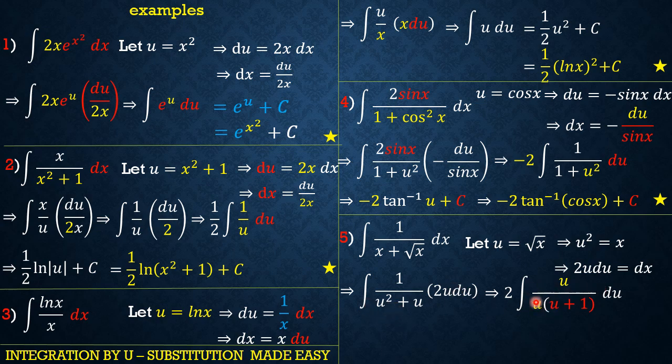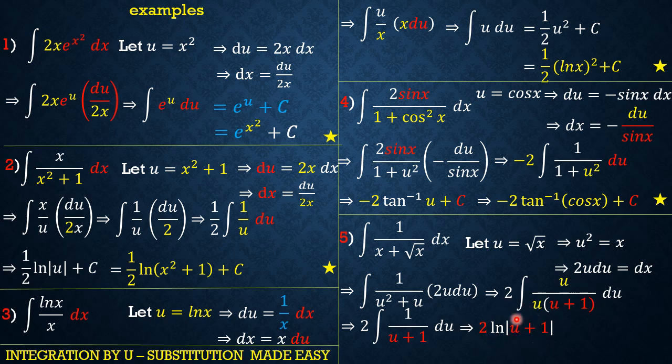Then we can factor u in the bottom to have u into u plus 1. But this u and this u can cancel, right? So we are going to have 2 times the integral of just 1 over u plus 1. Friends, you notice that u plus 1 is a linear factor. And integrating this simply gives us the natural log of the absolute value of u plus 1.